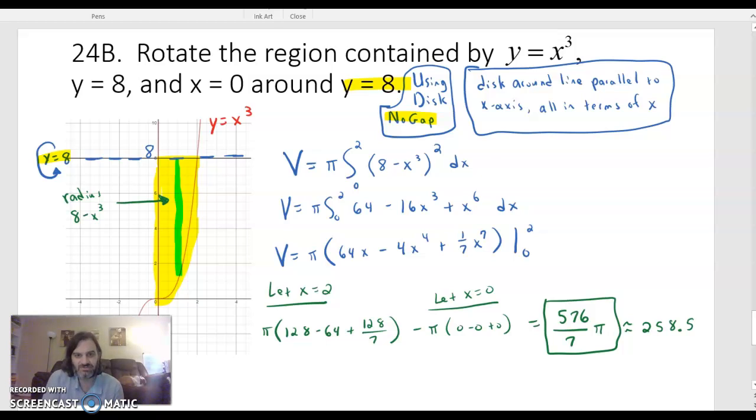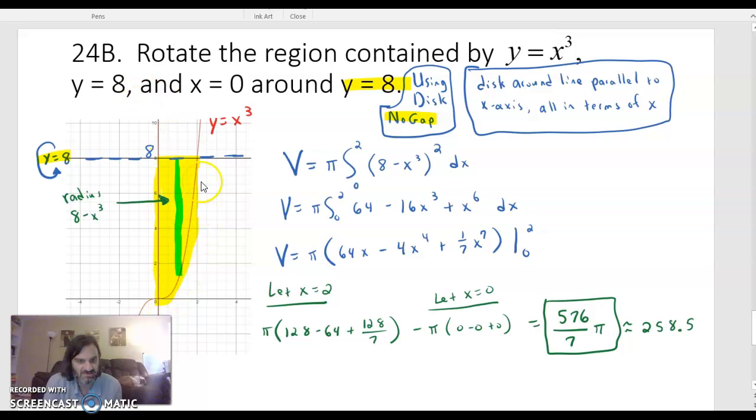Hey, we're going to rotate the region contained by y equals x cubed, y equals 8, and x equals 0 around the line y equals 8. I'm going to do this using both disk/washer and shell. I've graphed the region over here.